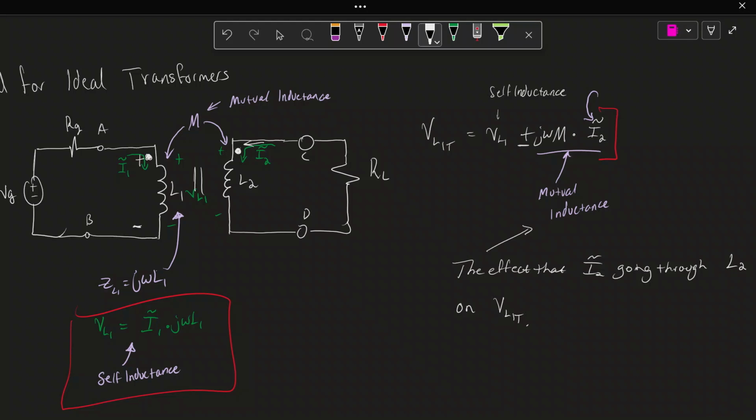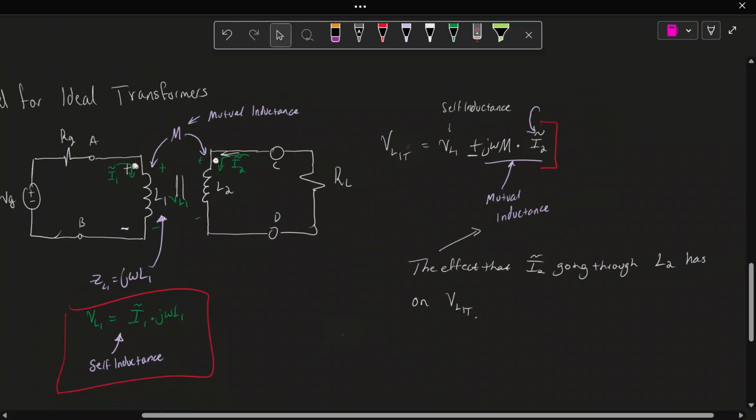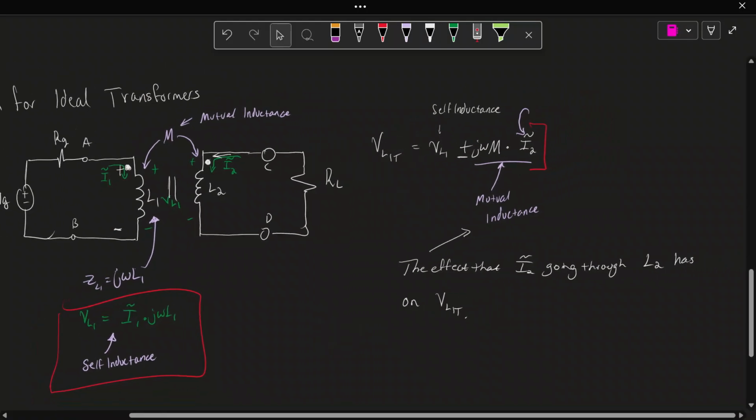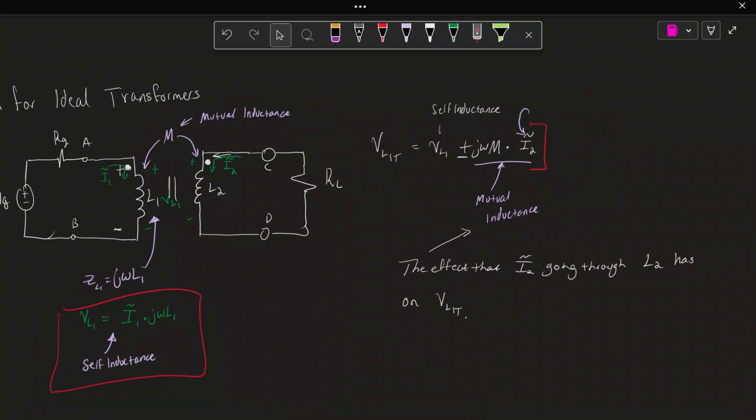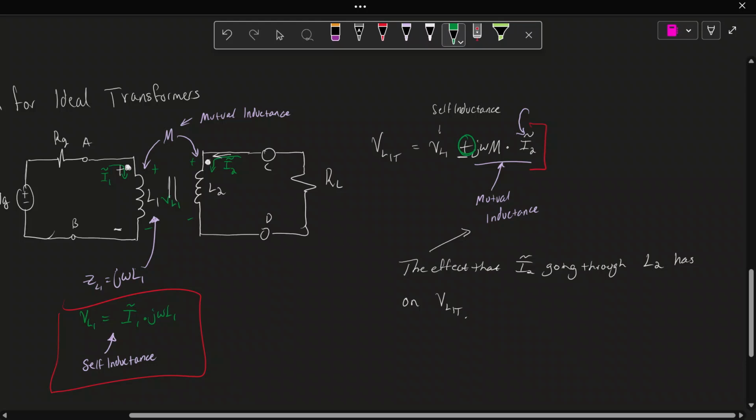Hopefully that made sense. I'm going to try and say this one more time. If the current is going through the dotted side of L2, then there will be a positive sign at the dot of L1. In our case, since positive is at the top and current I1 is going through that positive dot, there will be a positive correlation between them. So then what we can say is there will be a positive mutual inductance.